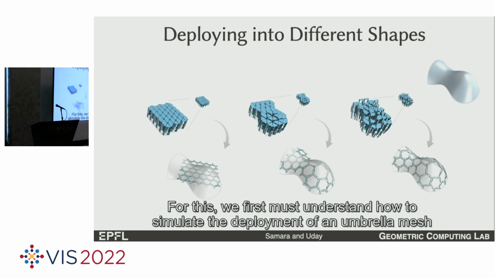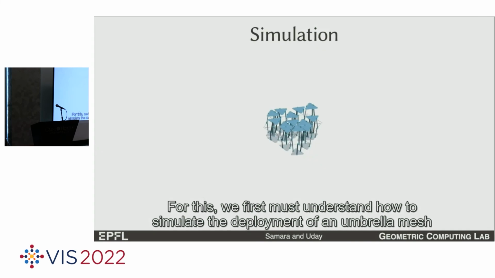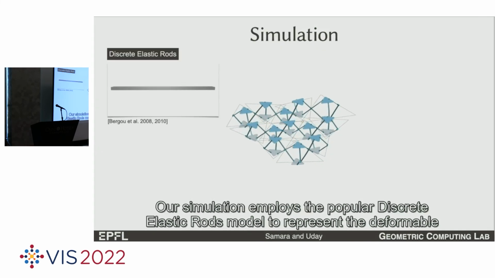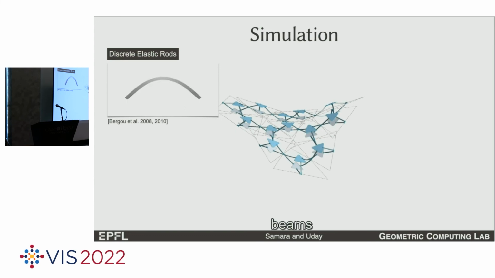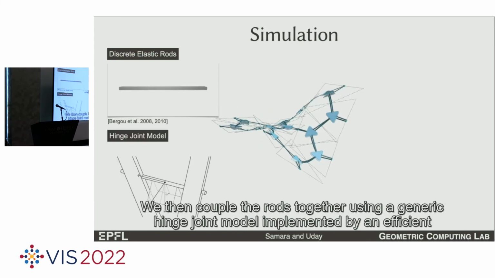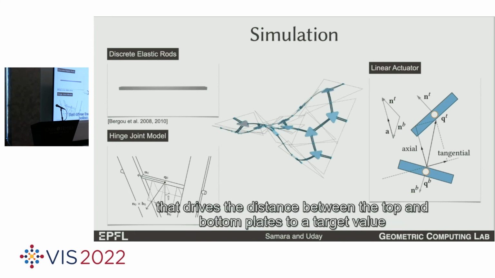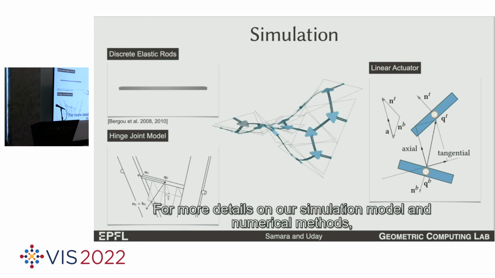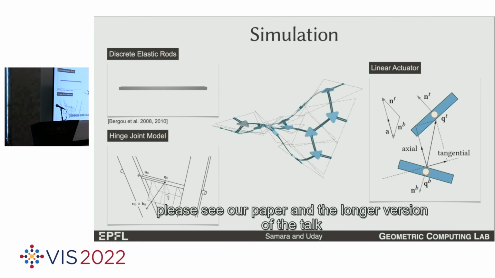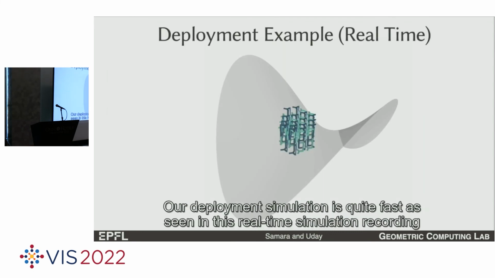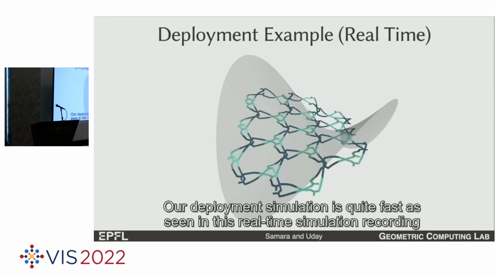For this, we first must understand how to simulate the deployment of an umbrella mesh. Our simulation employs the popular discrete elastic rods model to represent the deformable beams. We then couple the rods together using a generic hinge joints model implemented by an efficient nonlinear change of variables. Finally, to model actuation forces, we introduce a virtual linear actuator that drives the distance between the top and bottom plates to a target value. For more details on our simulation model and numerical methods, please see our paper and the longer version of the talk. Our deployment simulation is quite fast, as seen in this real-time simulation recording.